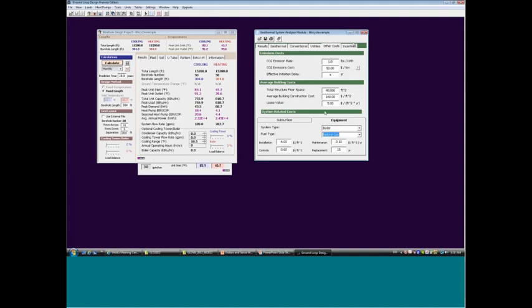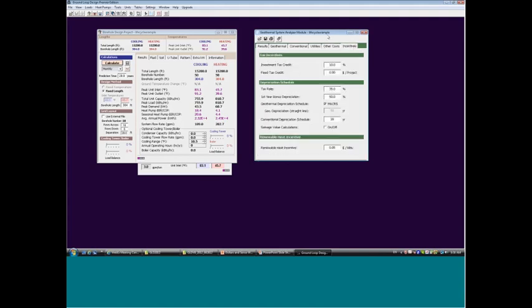Then we go to the Incentives tab. And here we can put in our tax incentives. We have an investment tax credit, for example. I know in residential systems it's 30%. On commercial, I believe it's 10%, so we'll put in 10%.